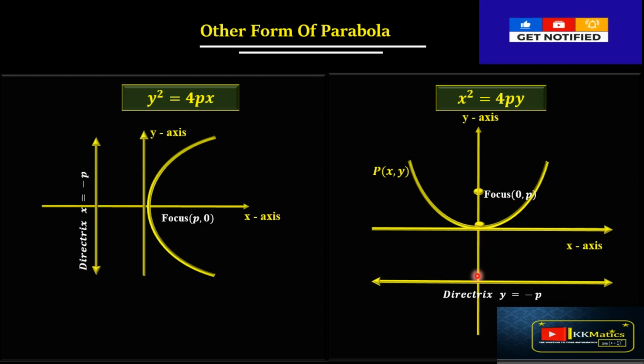Don't be confused by the short distance that you see here, from here to there and from there to there. What you need to know is that the distance from the focus to the vertex is the same as the distance from the vertex to the directrix. The y that you see here indicates the point on the y-axis, and that is minus p. That is the other form of the parabola.